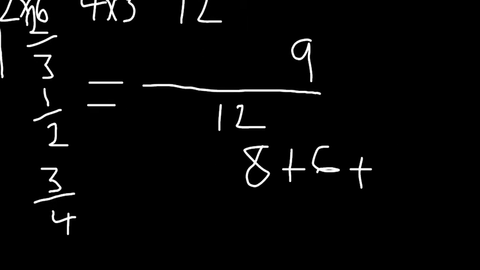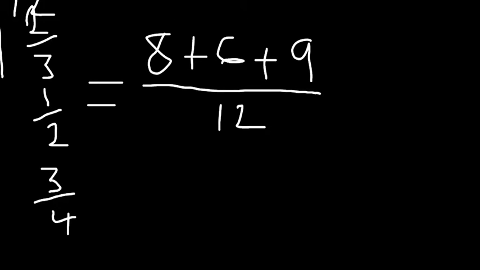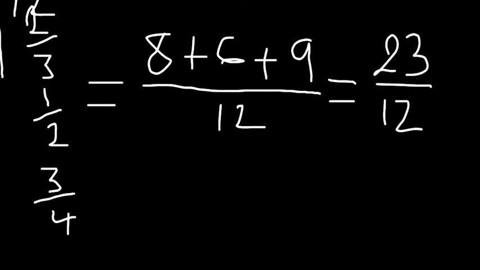Okay, so this is what we have so far. Okay, good. So equals 8 plus 6 is 14. Add 9, it's 23. So you put 23/12. Okay, obviously this is an improper fraction. You need to change it to a mixed number.